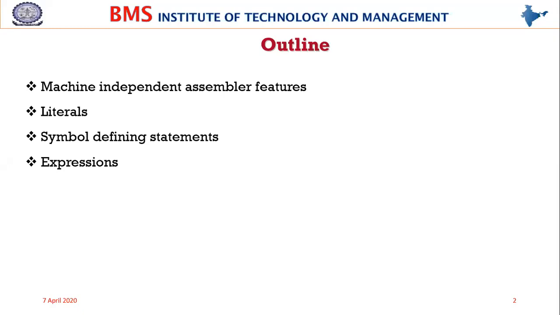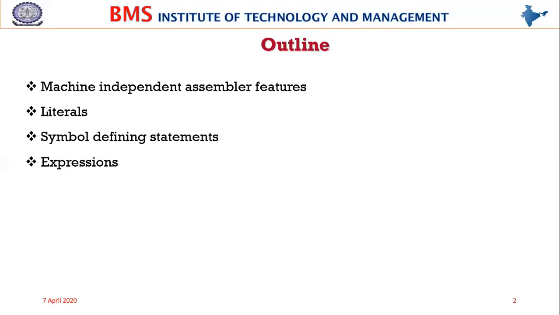So what are the machine independent assembler features? Literals, symbol defining statements, expressions, and also we have something called program blocks and control sections. We're going to look at those. These 4 are going to be the machine independent assembler features. So any one of them may be asked in your examination.